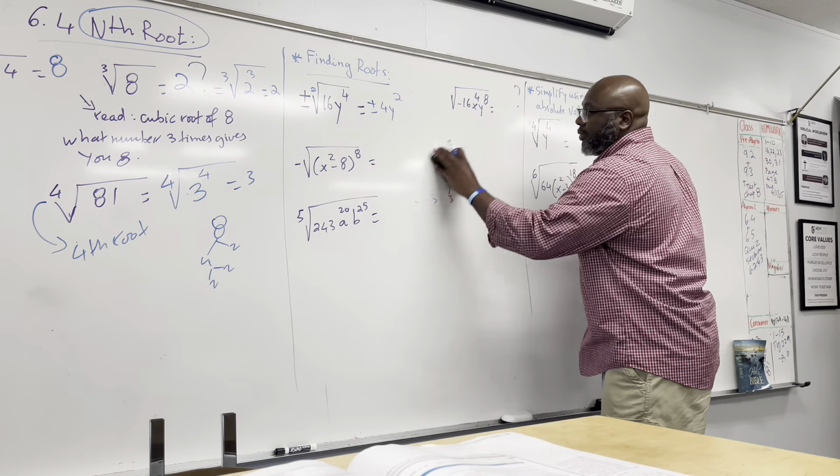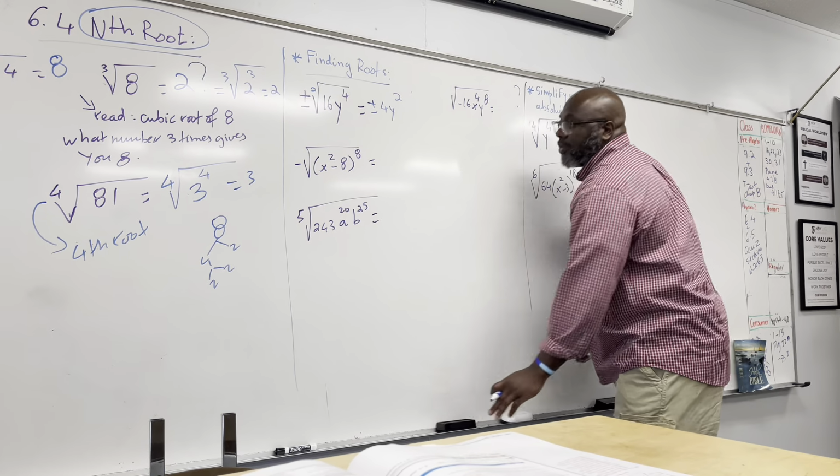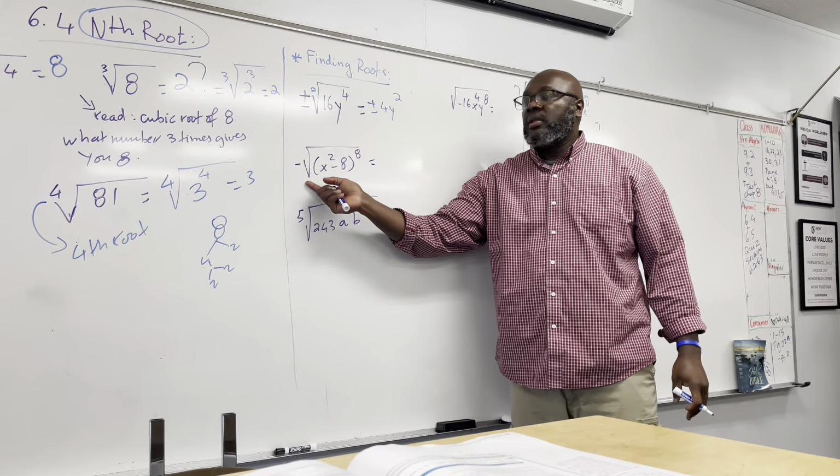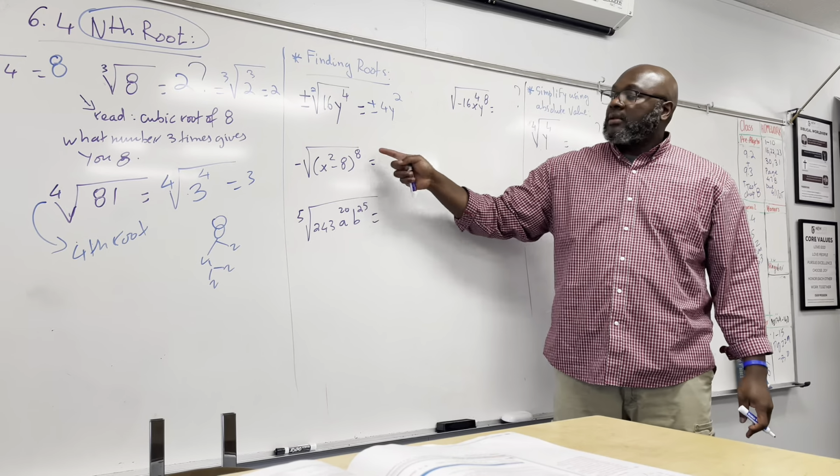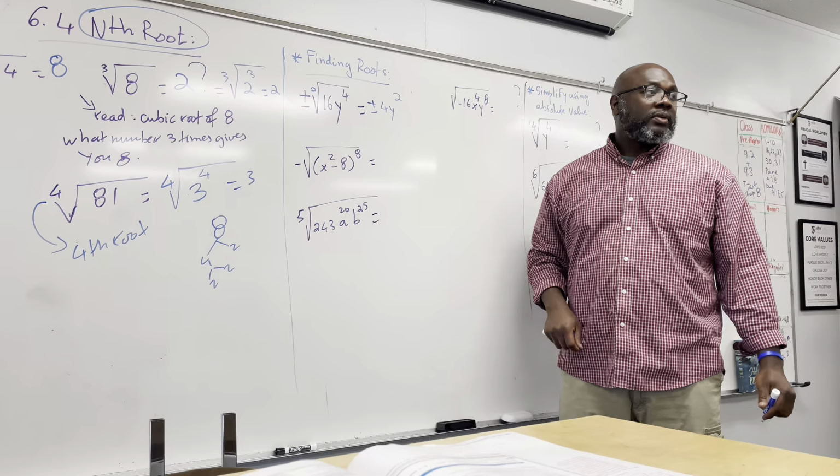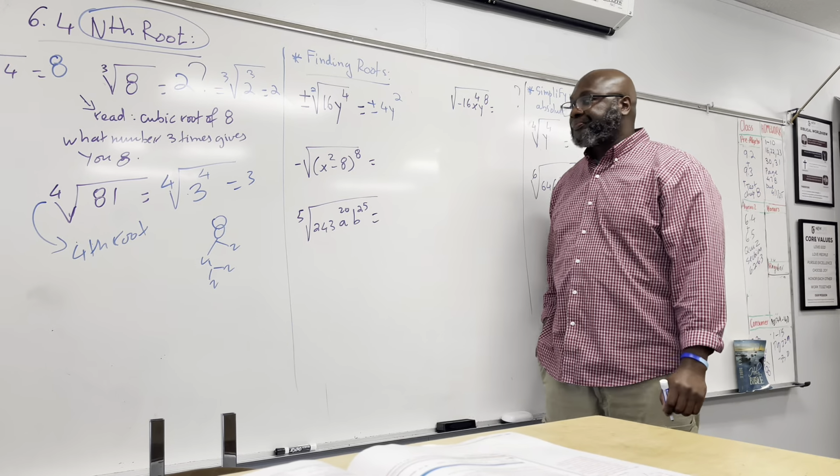Okay, a little complicated. So now I have negative x squared minus 8 to the power of 8. I want to find the square root. What's that going to give me?